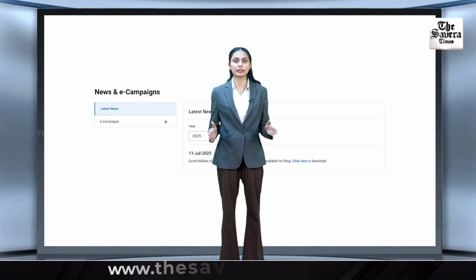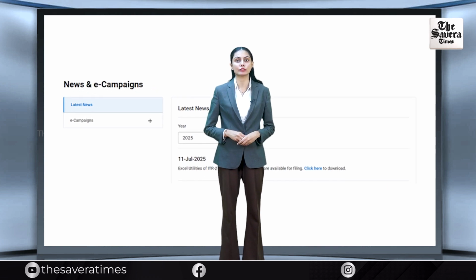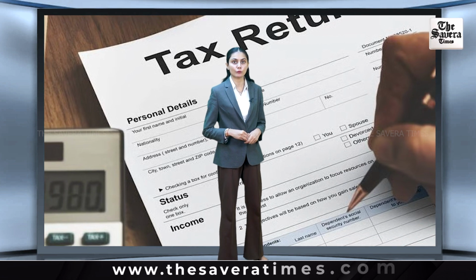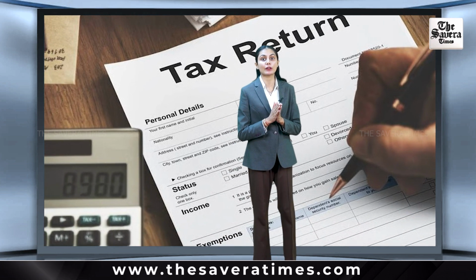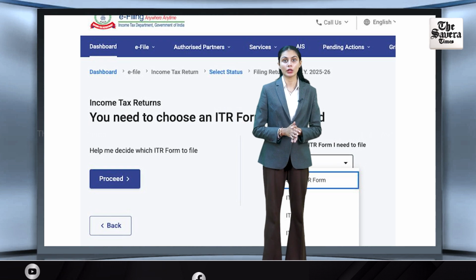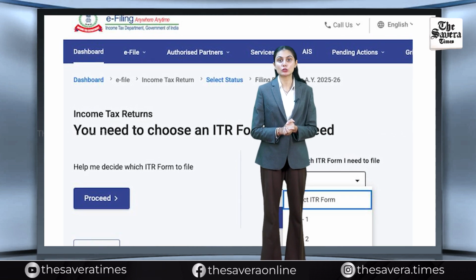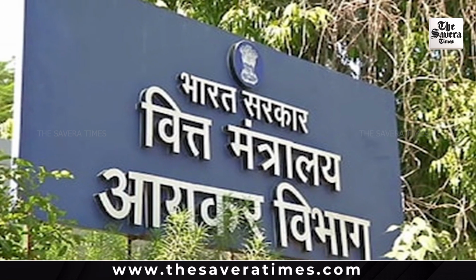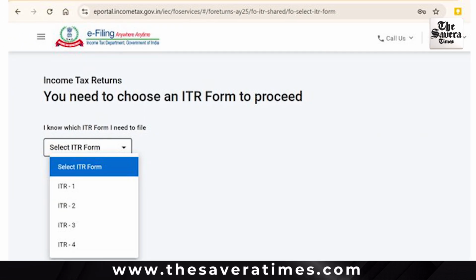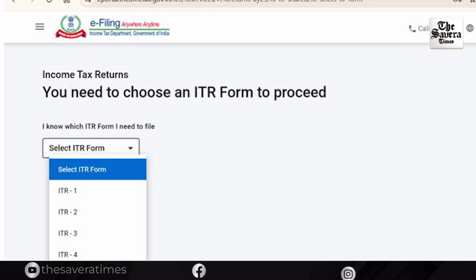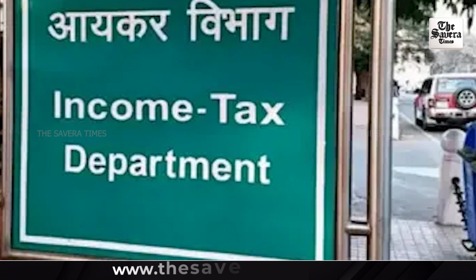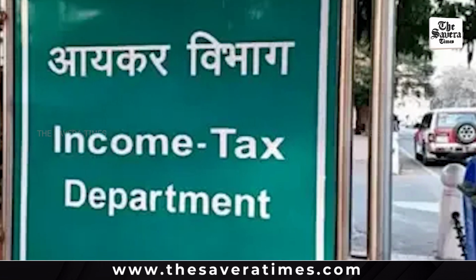Several key changes have been made in the ITR-3 form for assessment year 2025-2026 following the amendments introduced by the Finance Act 2024. One major change is the requirement to confirm whether Form 10 IEA was filed in the previous assessment year, that is 2024-2025, and a declaration must be made about the taxpayer's choice to continue with or opt out of the new tax regime for the current year.